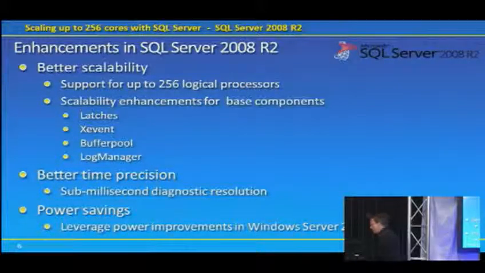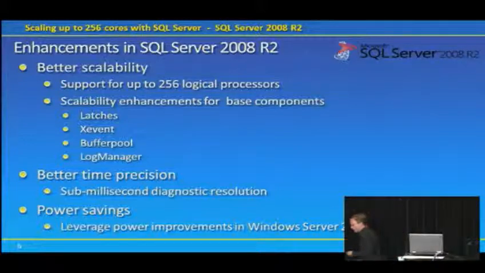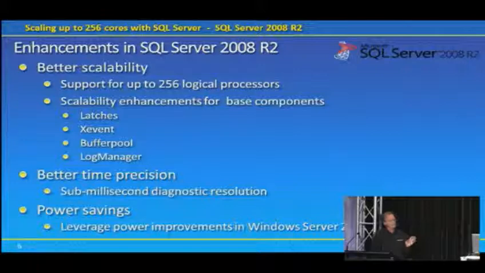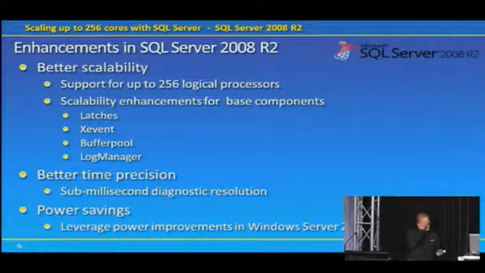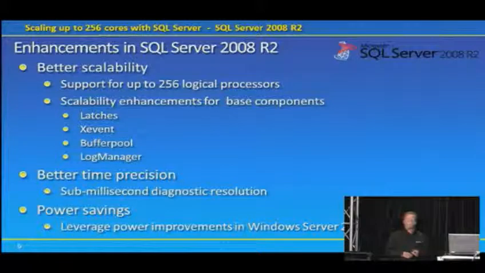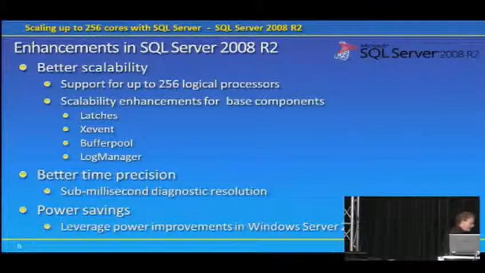So for 2008 R2, we announced support for 256 cores. We are careful, at this point, to talk about it as logical processors, and I'll go into a little more of why I'm making that delineation. I didn't used to bother, but hyper-threading is actually starting to work pretty well. So there is a useful delineation between logical processors and cores, and I'll talk about that in a little more detail.